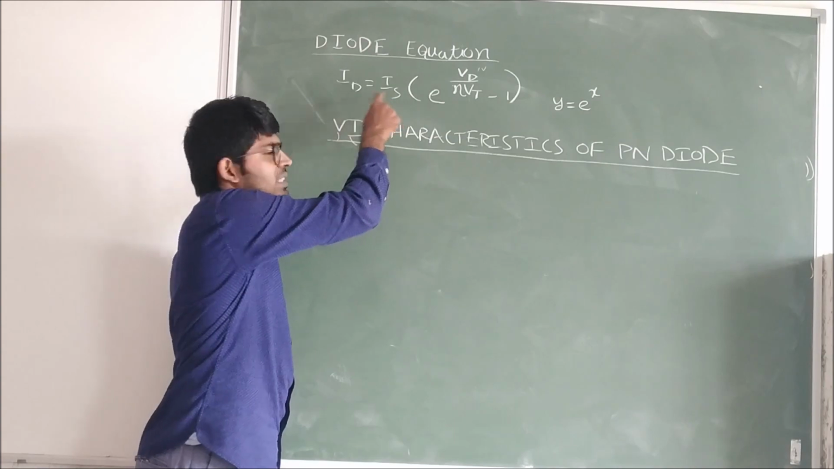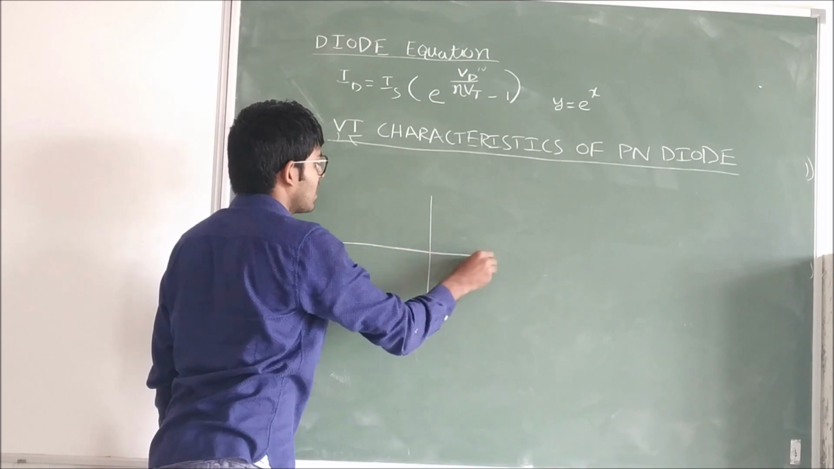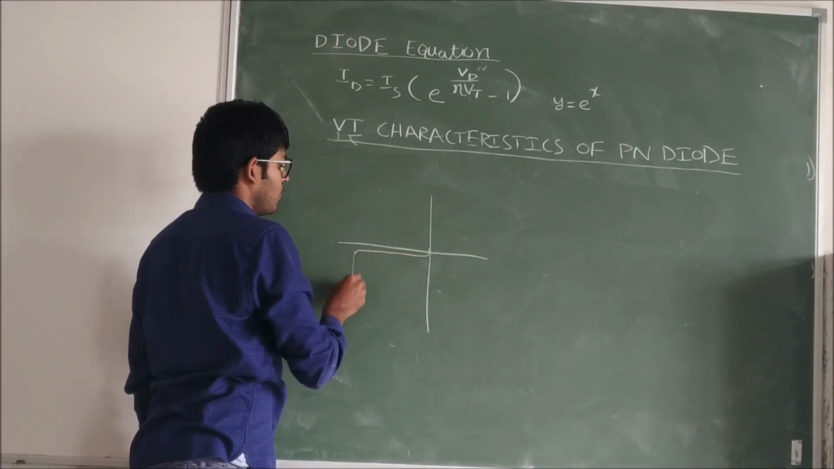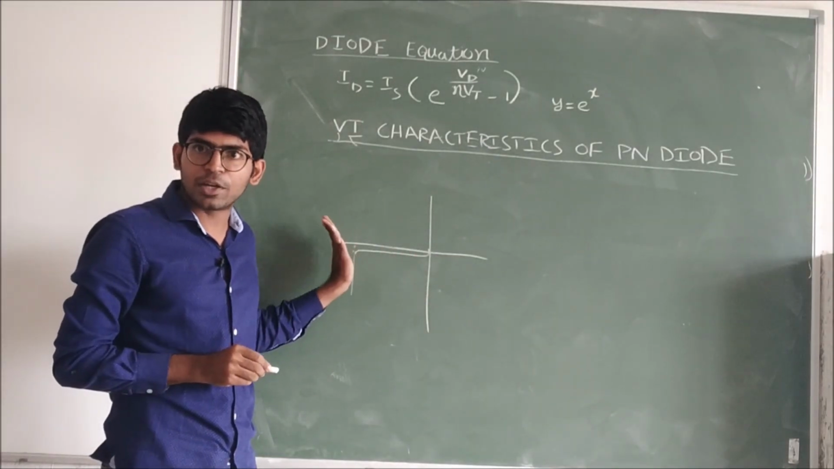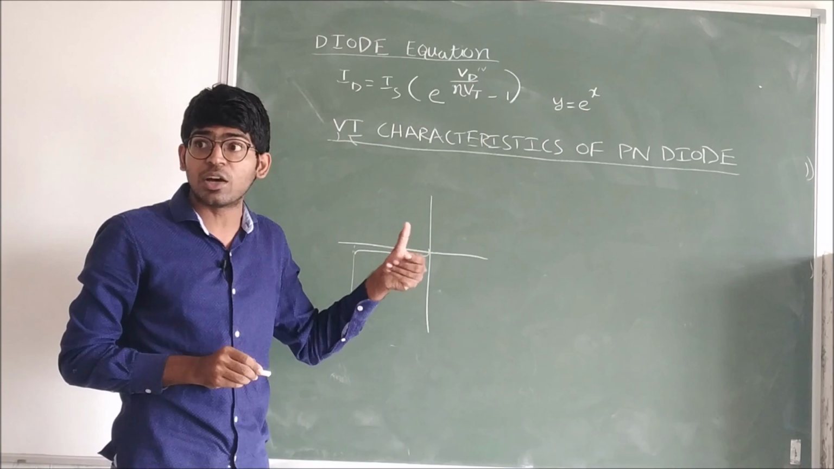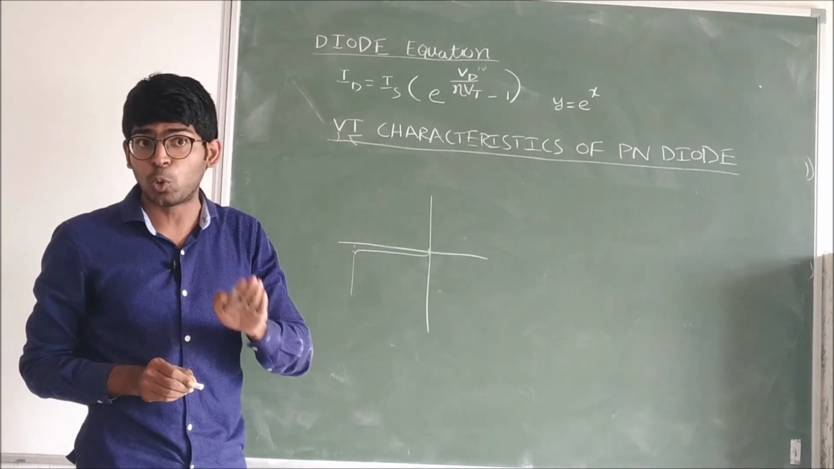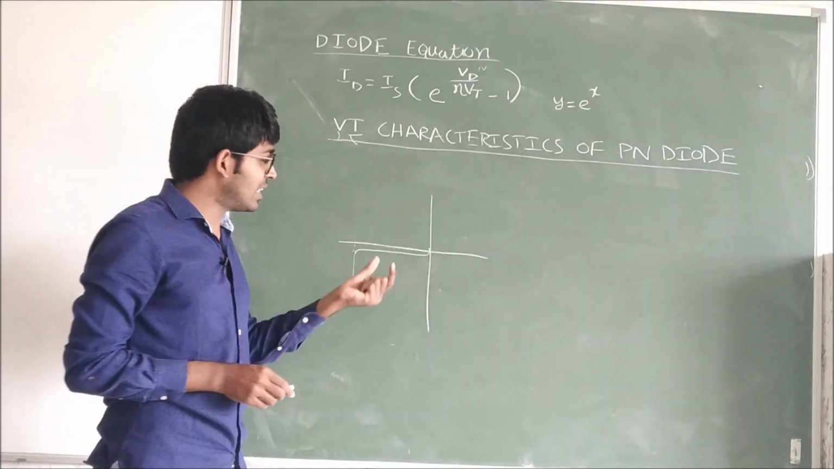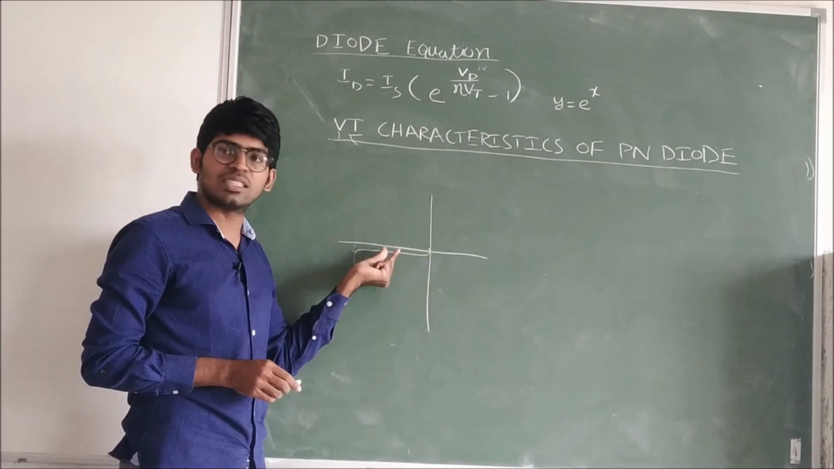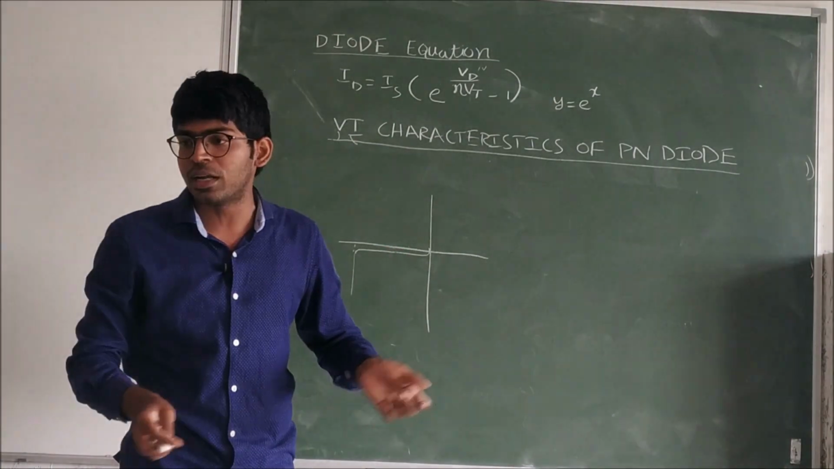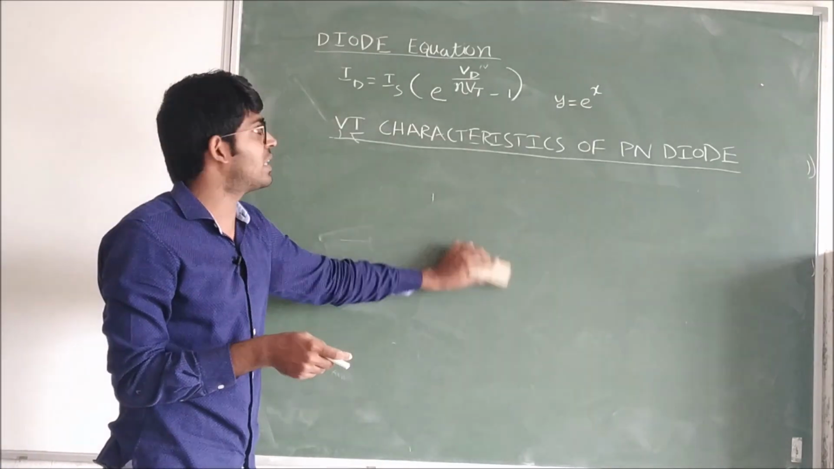So what is this Is? Reverse saturation current. We have already seen in the last class, when the diode is operated in reverse bias, until the breakdown voltage, even though we are incrementing the voltage, the current will not be affected, because the current is due to only minority carriers. And this current is called reverse saturation current. This reverse saturation current value does not depend on the applied voltage. So this Is is reverse saturation current.